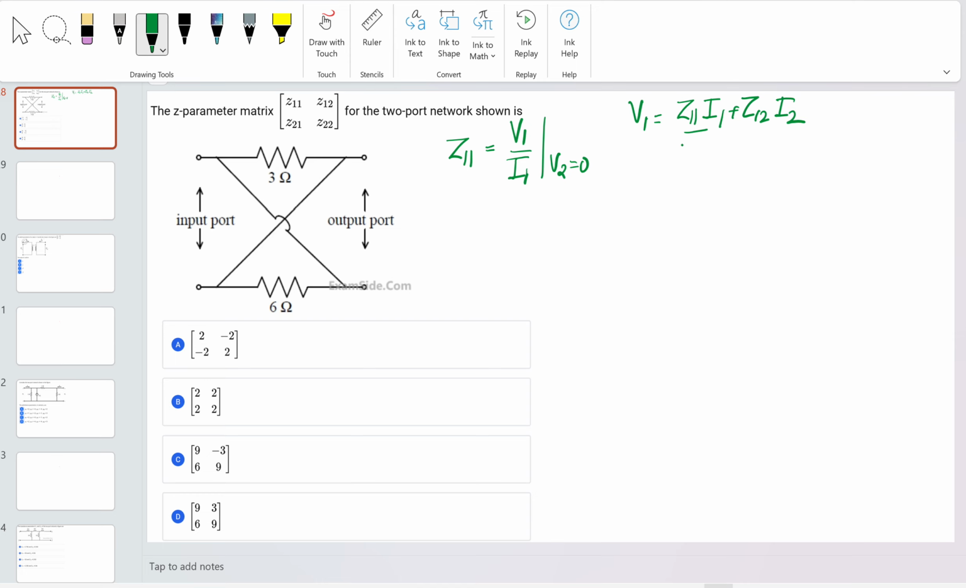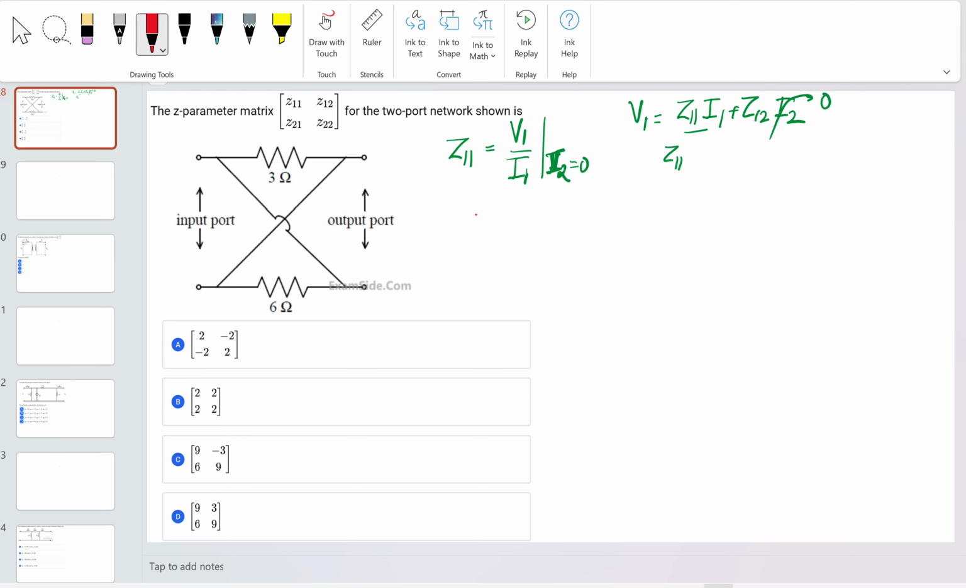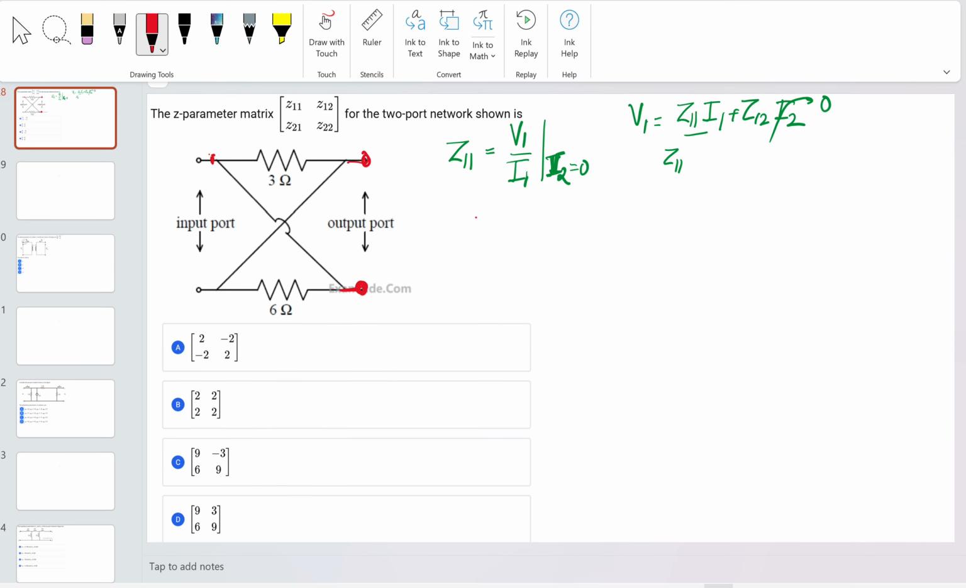What is the value of Z11? You will get it when you keep I2 equal to 0. Here I2 is equal to 0, so it means you have to open circuit the output side port while finding the value of Z11. There will be no current flowing from the output side. Let's take I1 as the current flowing into the system.